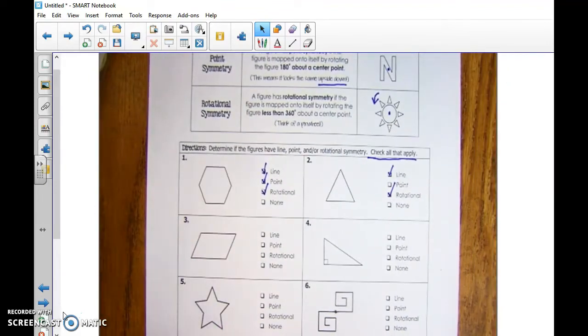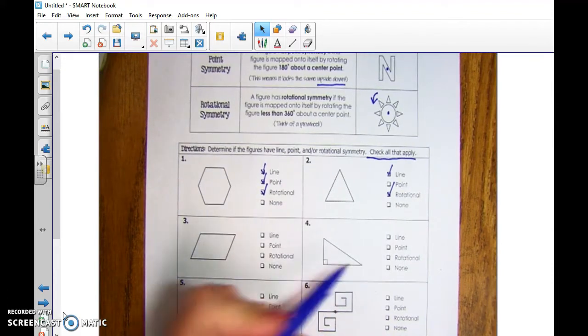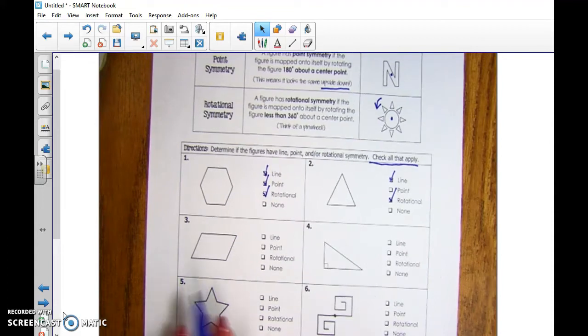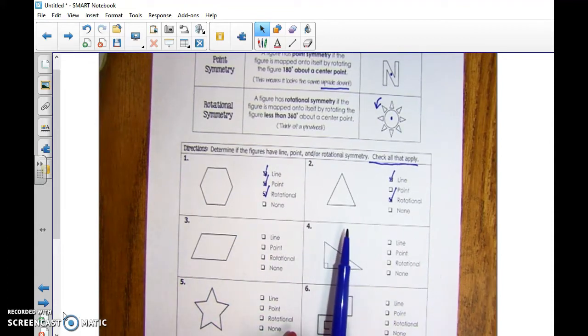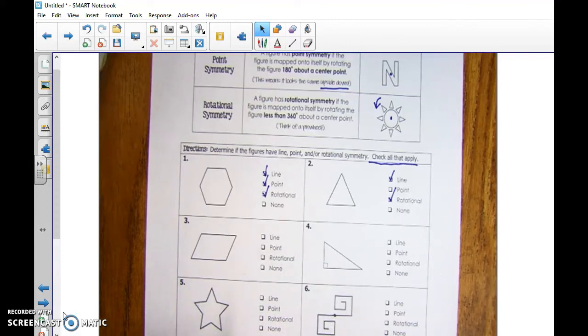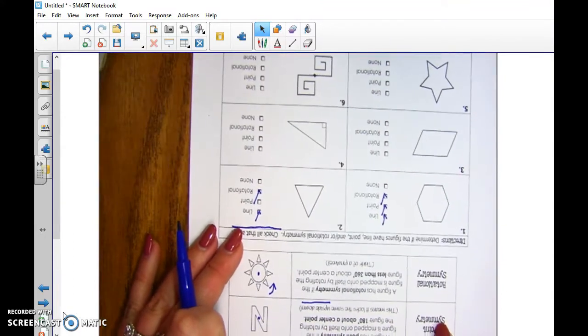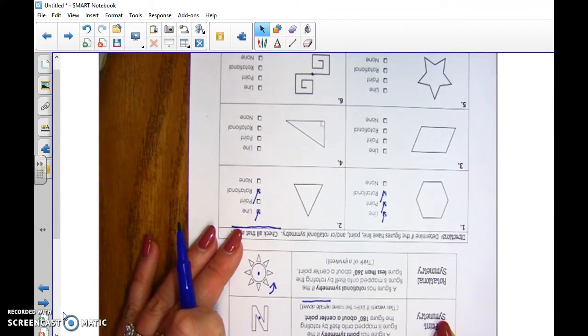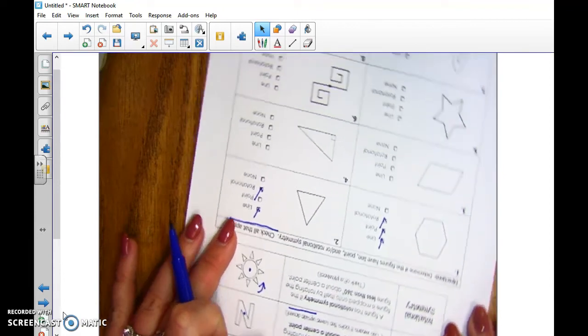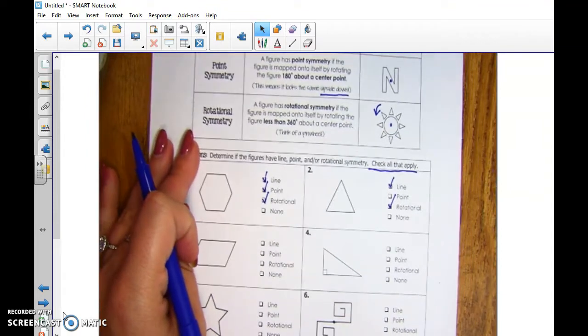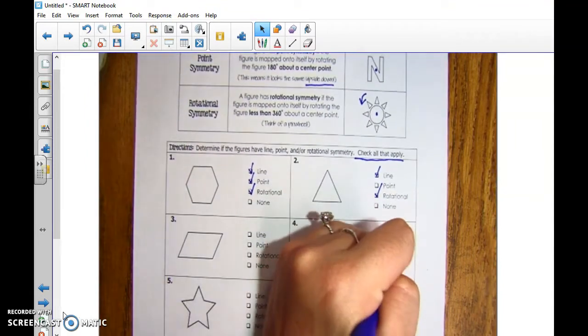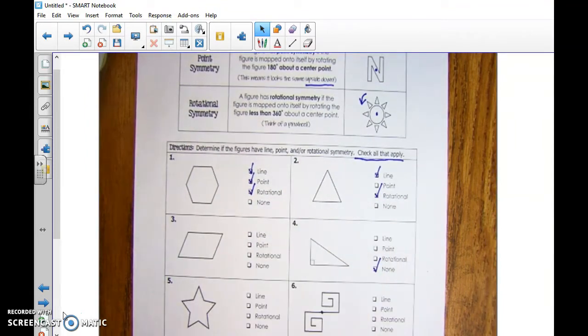So then we can also look at one like number 4. So we just know that we have a right triangle here. Okay, if I folded my paper in half, there's no way that I could get line symmetry from this. If I turn my page 180 degrees, that doesn't look the same as where we started. And then there's no way that I can turn this triangle where it will look the same. So we can say that this triangle does not have any symmetry with it.